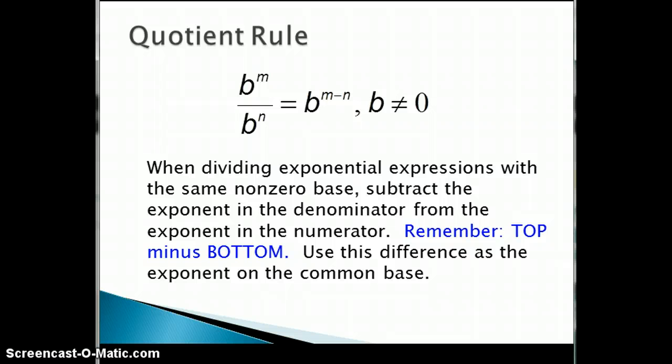And so to simplify that, this rule says that that'll become a single base of b, and the exponent on that base we get from subtracting the exponents. And remember that it will always be in the order of top exponent minus the bottom exponent. So in this case it would be m minus n. And we use this difference as the exponent on that common base.